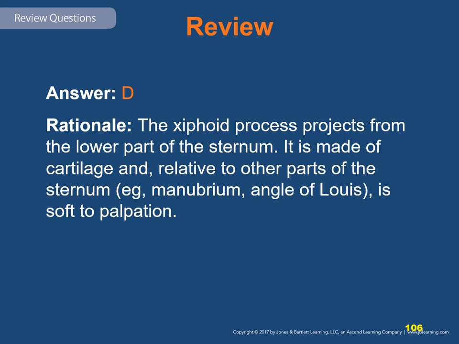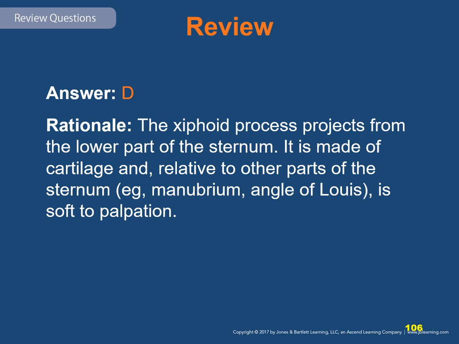It's made of cartilage, and relative to other parts of the sternum, e.g. the manubrium or angle of Lewis, it is soft to palpation. Therefore, it is important where you place your hands during CPR. You can dislodge the xiphoid process, and it's shaped like an arrowhead, and even though it is cartilaginous, it is still sharp enough to do a lot of severe damage. So you want to make sure that you have your hands in the right place and not place any pressure on the xiphoid process, which can snap off if you're doing CPR incorrectly.